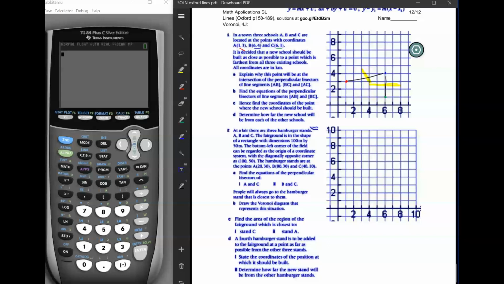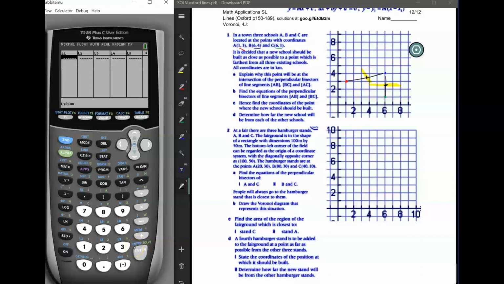Remember, to find the equations of these yellow lines, the first thing you're going to do is find the midpoint between the 2 schools. So between the red and the blue schools, remember red is (1, 3) and B is (6, 4), we can find the midpoint by looking at x bar, y bar in 2-Var Stats. So I'm going to put 1, 3, and 6, 4 in stat edit.